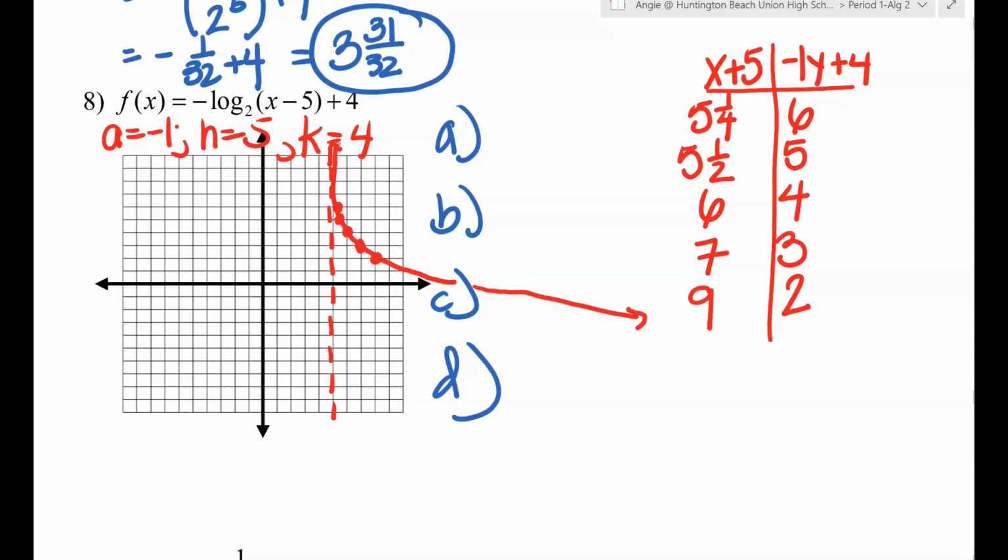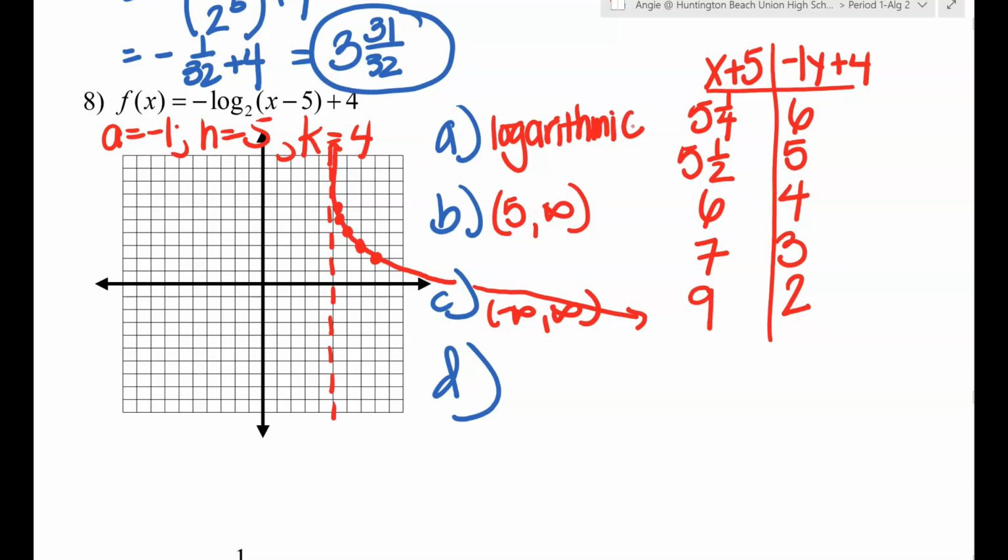Now, the range, which is C, is going to be all real numbers, from negative infinity to infinity. Your domain, which is part B, non-inclusive, the smallest x is going to be getting closer and closer to that h value, which is 5, and it goes right forever. Now, this is your logarithmic function, log for short.